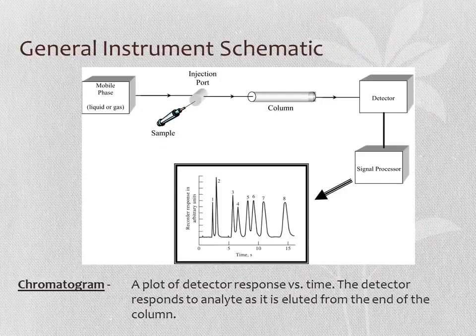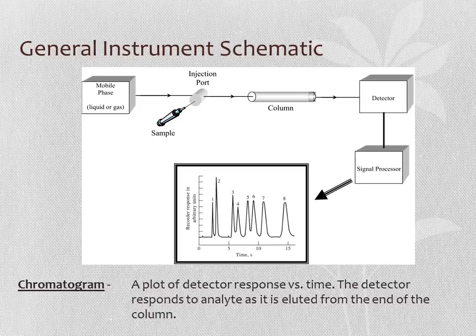In general, your instrument schematic is going to look something like this. You have a source of your mobile phase in the top left there. It's either a container of liquid or a compressed gas cylinder. You're going to put your sample in through a needle, a syringe, into some sort of injection port. And the details of all of these things will be elaborated on in future screencasts about gas chromatography and liquid chromatography.